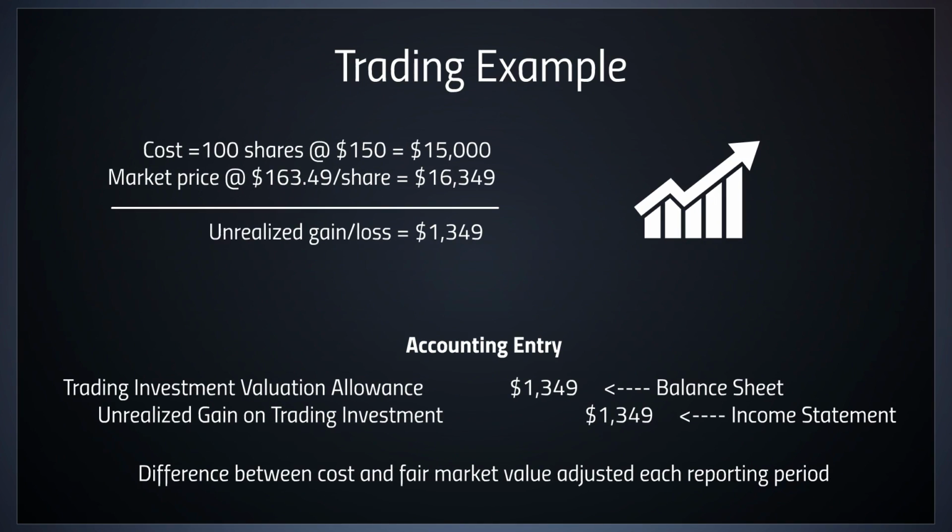In the accounting for a trading security, it's pretty straightforward. We're going to take our unrealized gain or loss. In this case, we have a gain of $1,349. Fortunately, our stock has gone up. And then we're going to post that gain to a valuation allowance, a debit side of our balance sheet, which will make our cost amount equal to the market value. And on the credit side, we're posting that gain to our income statement. And this is going to be adjusted each reporting period depending on where the fair market value is at the end of each reporting time.